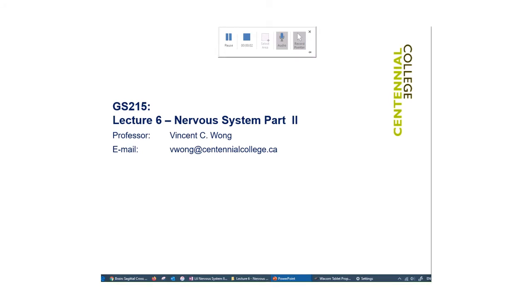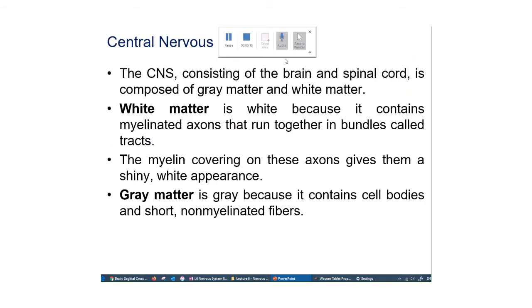In lecture 6, we're going to be looking at the anatomy, the structure of the spinal cord as well as the brain. We're going to learn about different parts of the brain as well as the function associated with each of these parts. So by now, we should know that the central nervous system, or the CNS, consists of the brain and the spinal cord.